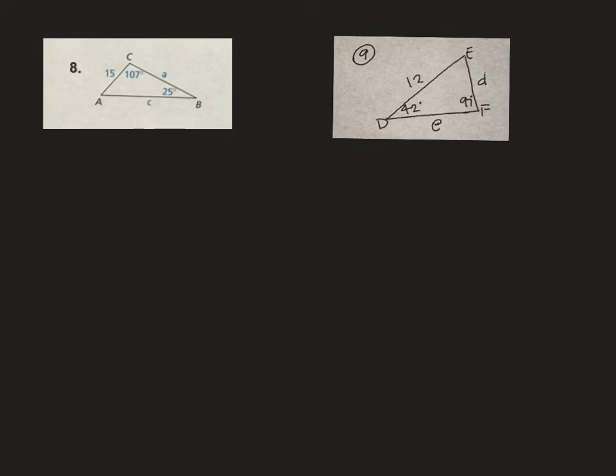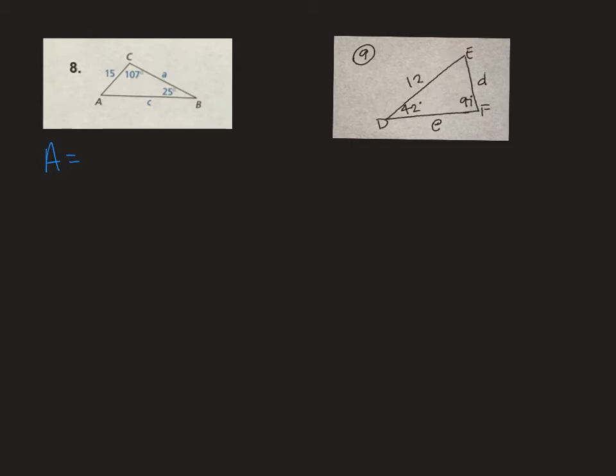Okay, so we're doing the same thing in 8 and 9. If you feel confident in it, go ahead and try it on your own. If not, just pay attention and we'll go through it together. So when you're given two angles, it makes it much easier to find the third angle because you don't have to do any trig values for that. So we need to find angle A in number 8.